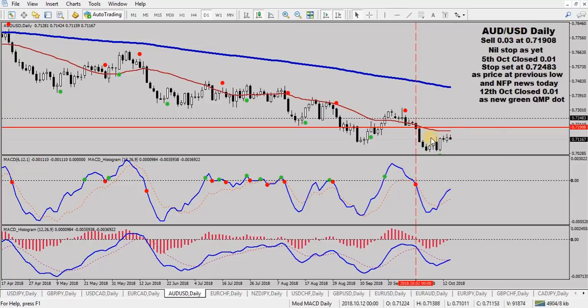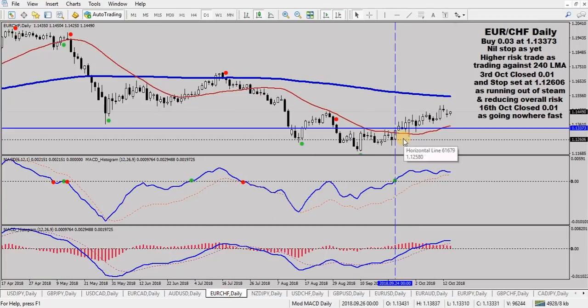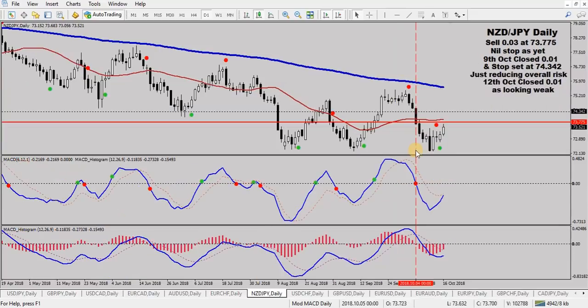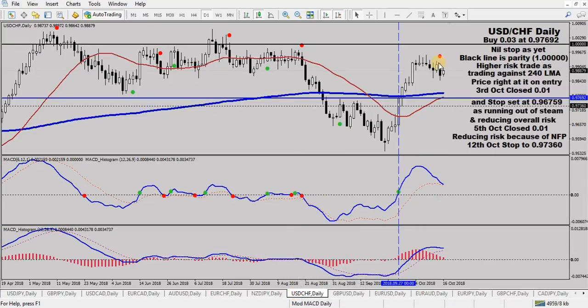Aussie USD in a sell, already closed 2/3 of it. Now stop in place, black dotted line on these charts. As you can see, price went through here and it's now meandering around. Euro Swiss in a buy. You can read my notes, closed 2/3 of this trade already, stop in place, it's just meandering. New Zealand yen in a sell, already closed 2/3, stop in place. Not looking that good, but made some small profit on it already.